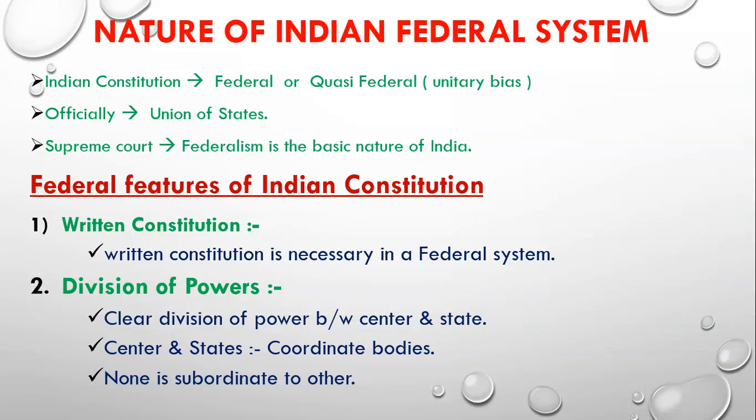Now we also know that in India there is a separate government at the center and a separate government in the states, and the central government and state governments are coordinate bodies. The state governments are not subordinate bodies in India. So India also qualifies with the second provision. So on the basis of the second provision of federalism, we can jump to the conclusion that the Indian Constitution can be said to be federal.